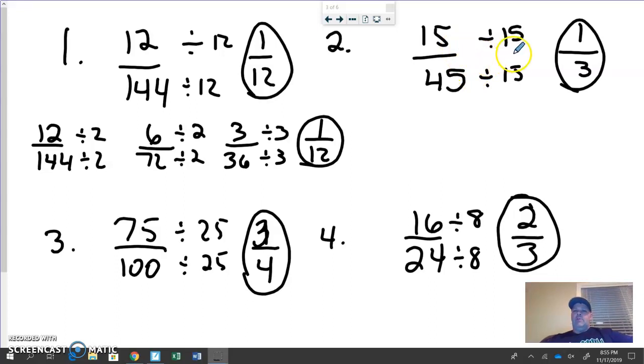15/45 divided by 15 on both gives us 1/3. You could have divided by 5, you could have divided by 3, and then simplified again. In the third one, 75/100 is divided by 25, gives us the answer of 3/4. And in number 4, 16/24 can be divided by 8 to give us 2/3.